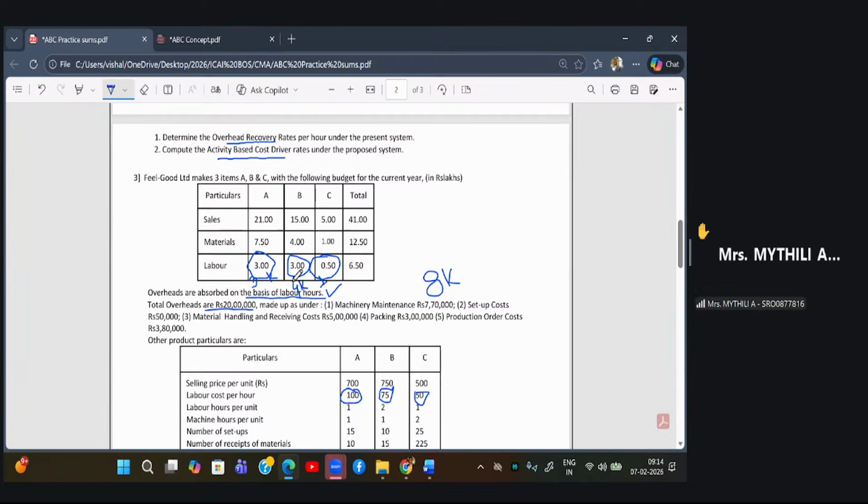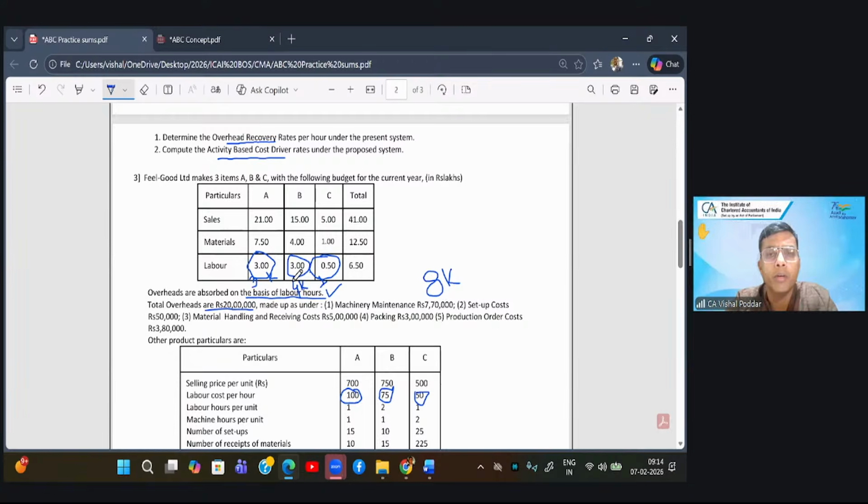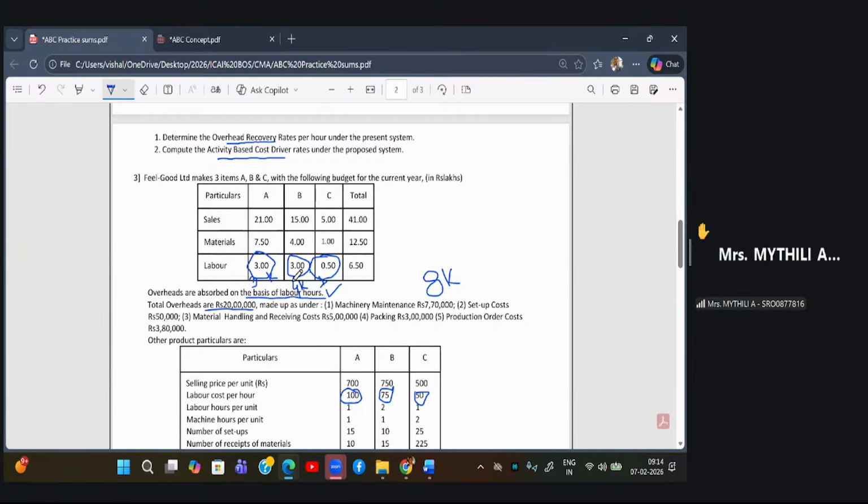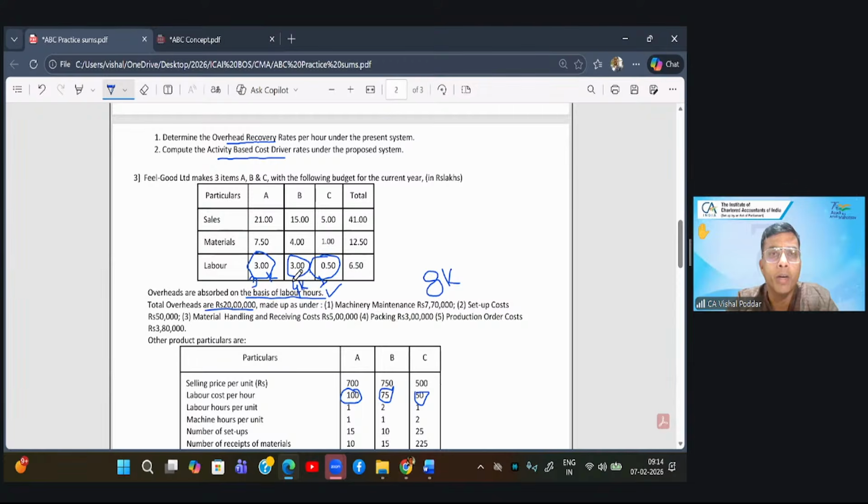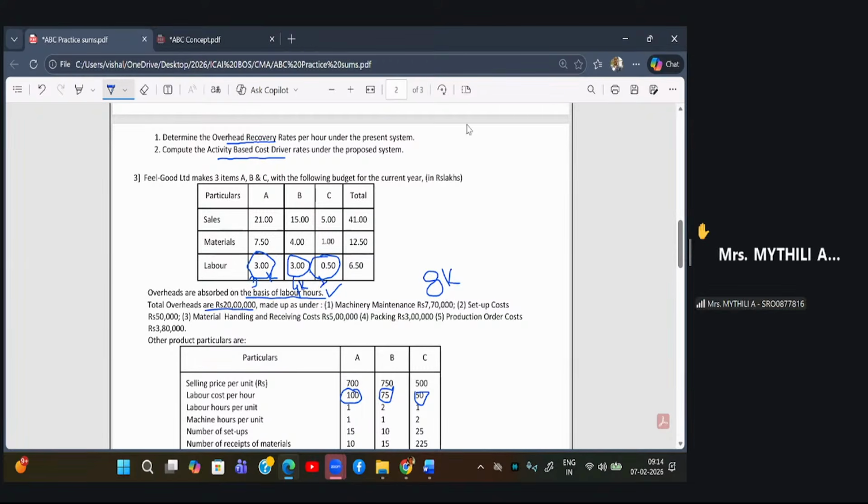So we are not required to calculate 7,70,000 divided by 3,000, and for B, that is not required, sir. What is 770 divided by 3,000? Machinery maintenance, is it an activity or is it a department? Oh, activities, sir. Sorry. So that will come second.